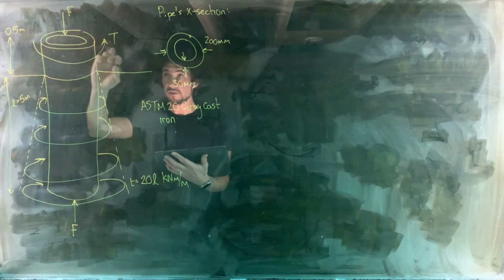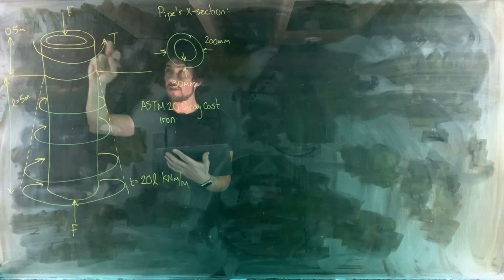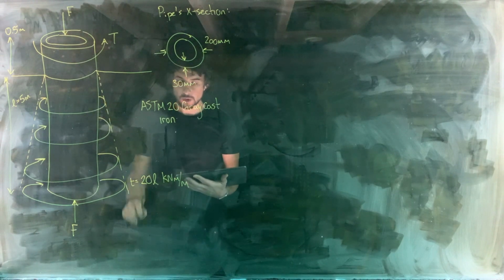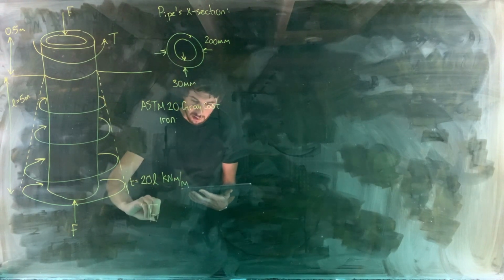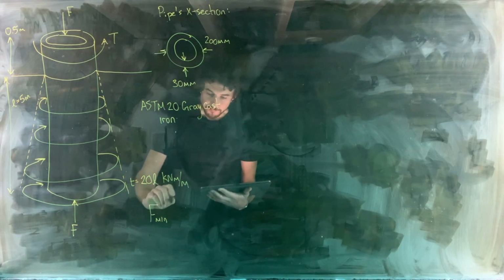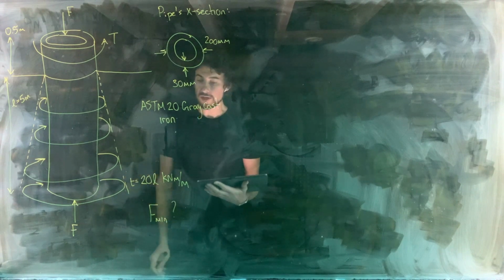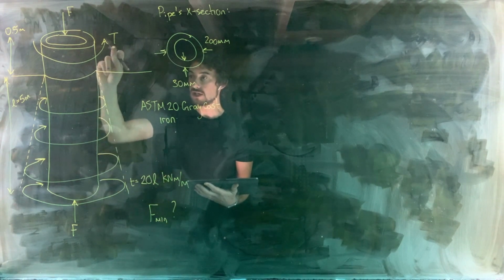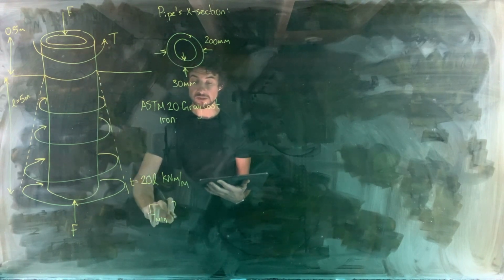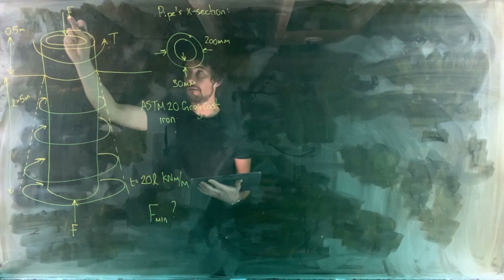In order to rotate the pipe without causing fracture when under applied torque T, determine the minimum compressive force that must also be applied. Okay, so the question is, what is the minimum, F minimum, so that we can actually apply torque T, rotate the pipe without causing fracture. So what's the minimum value of F required here?